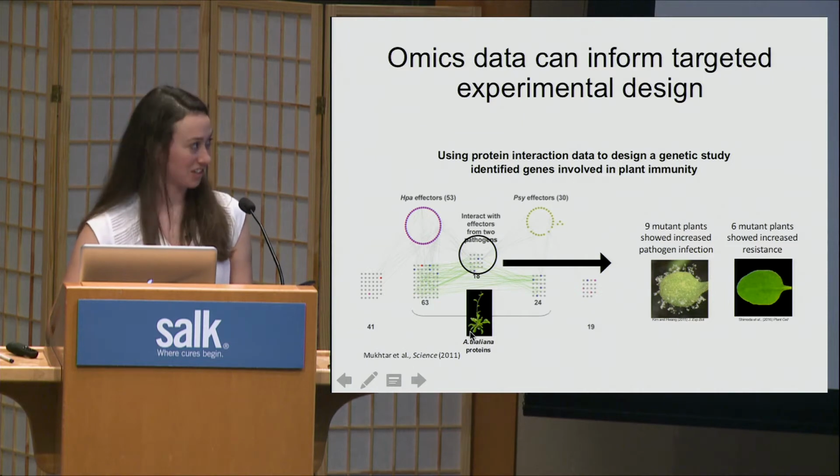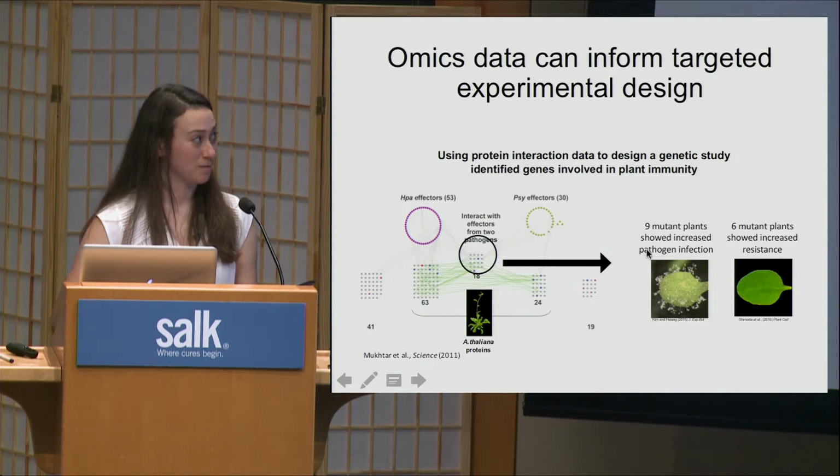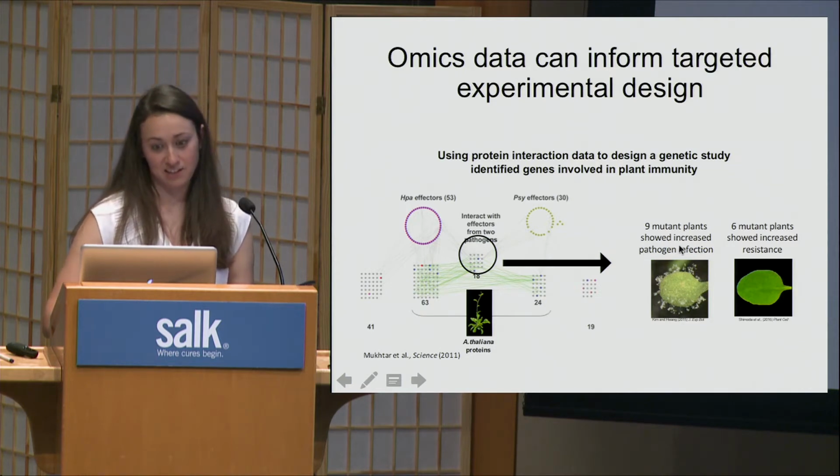In collaboration with the Ecker Lab, they did this protein-protein interaction screen using a high throughput method and identified that these 18 Arabidopsis proteins were commonly targeted by proteins from these two different plant pathogens. And they then used this information to do a genetic experiment and look at how mutant plants responded to pathogen infection.